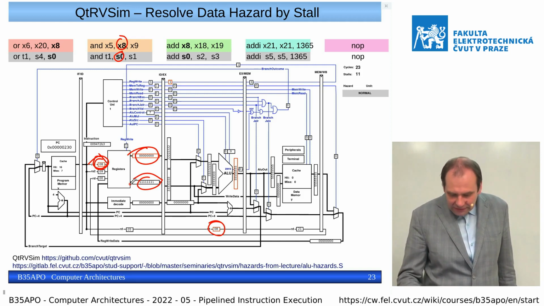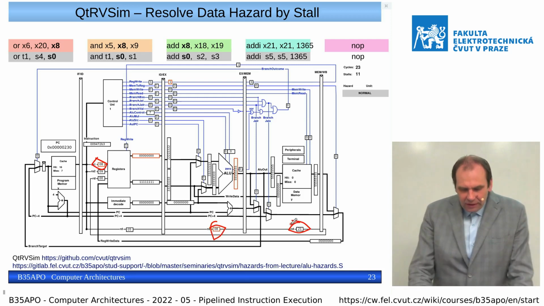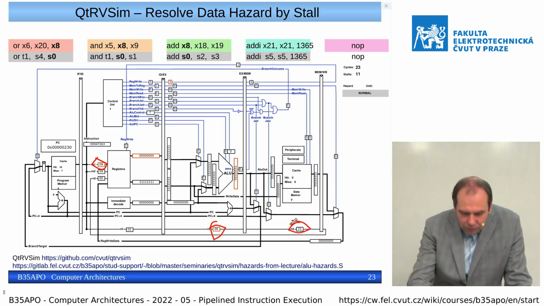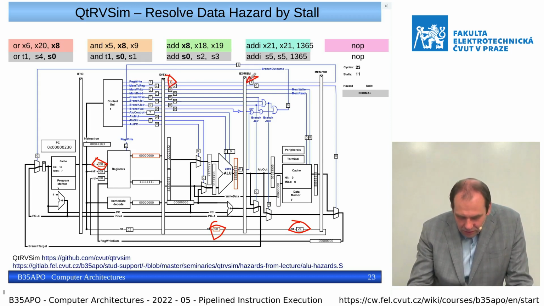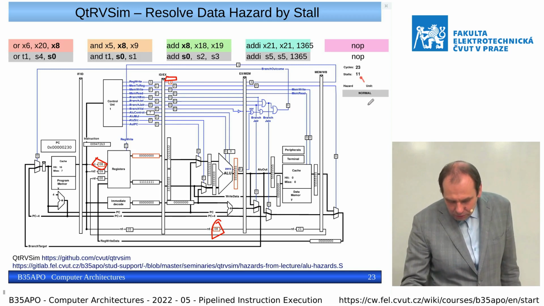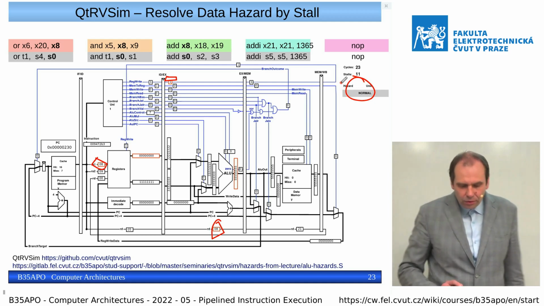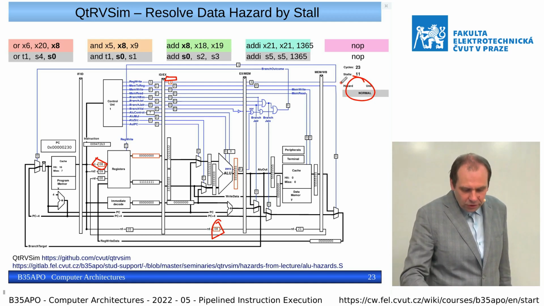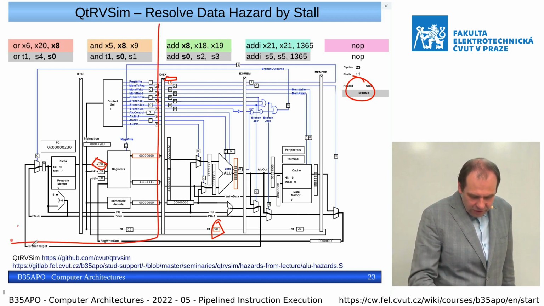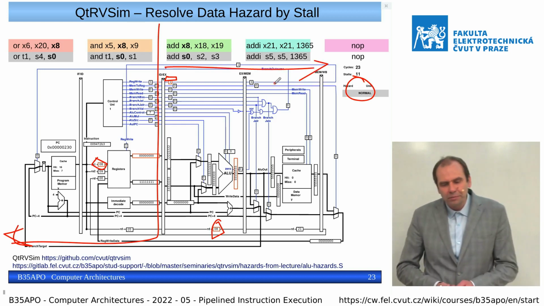But we can detect the situation by comparing which register we want to read, and whether in this or in this stage there is still a request to write a register of the same index. At this moment, when there is this situation, we can add a hazard unit which informs that there is a problem. So we need to postpone the execution of the instructions at the start of the pipeline till this instruction propagates to the end of the pipeline.